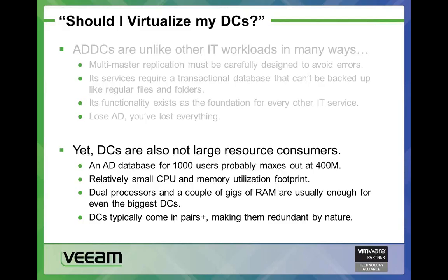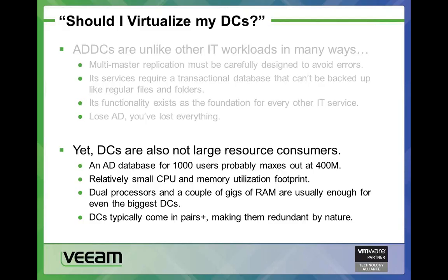Even in the very largest of environments, I think I put up here an Active Directory database for 1,000 users is probably only 400 megs in size. So the amount of resources that you have to apply to a domain controller is not that big. And a relatively small CPU and memory utilization footprint, at least in comparison with, I don't know, your Exchange server or your line of business SQL server. And for most people, in the physical world, dual processors and a couple gigs of RAM is usually enough hardware to support even the largest domain controller in an Active Directory infrastructure.